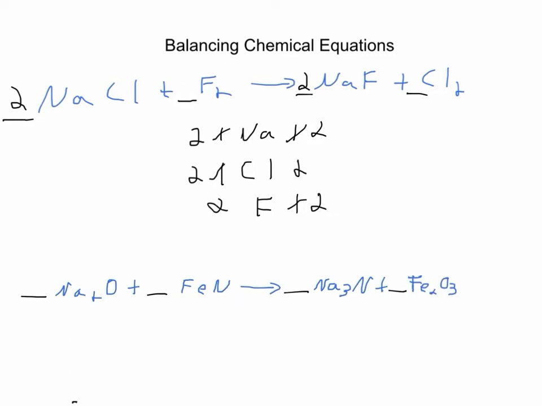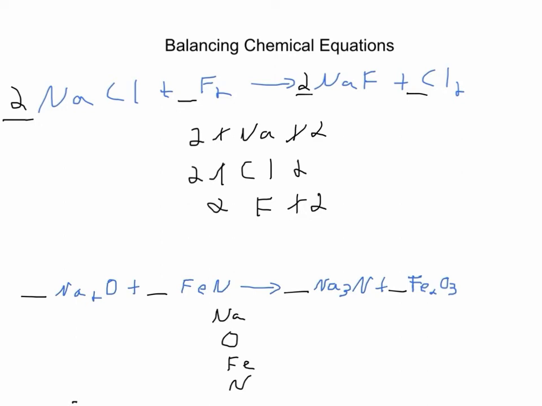So in the second example, we have sodium oxide plus iron 3 nitride yielding sodium nitride and iron 3 oxide. So the first thing we need to do is list all the atoms that we see here. So we have sodium atoms, we have oxygen atoms, we have iron atoms, and we have nitrogen atoms.